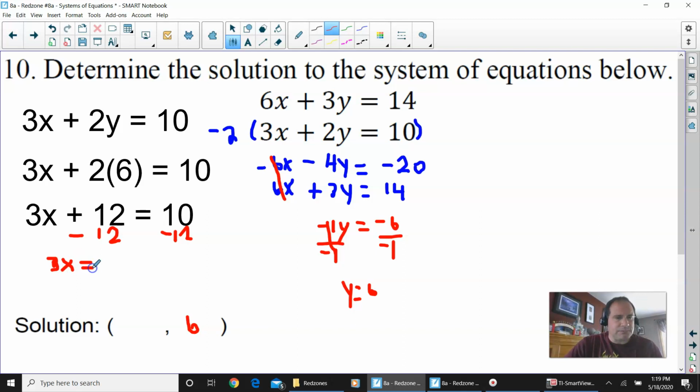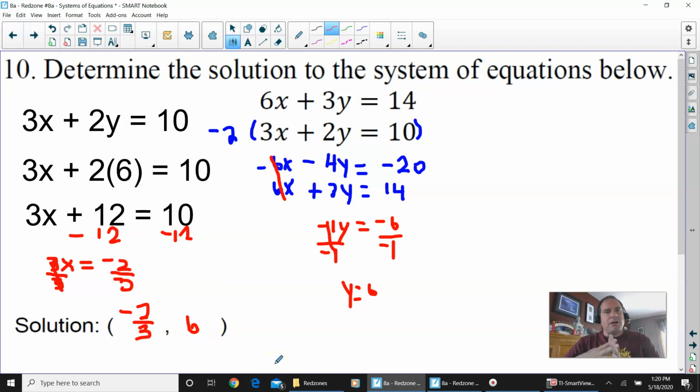I'm going to just divide by 3, and instead of leaving this as a repeating decimal, I'm just going to leave it as x equals negative 2 over 3. And that'll be it. That's your solution.